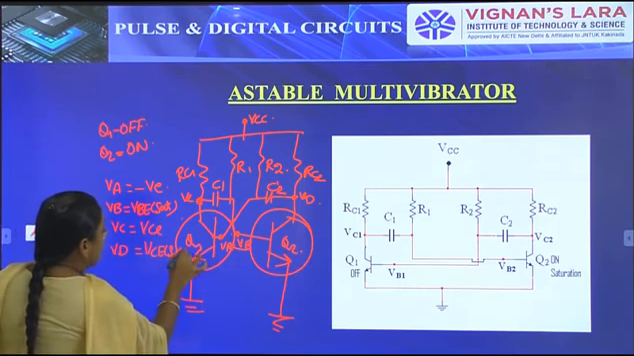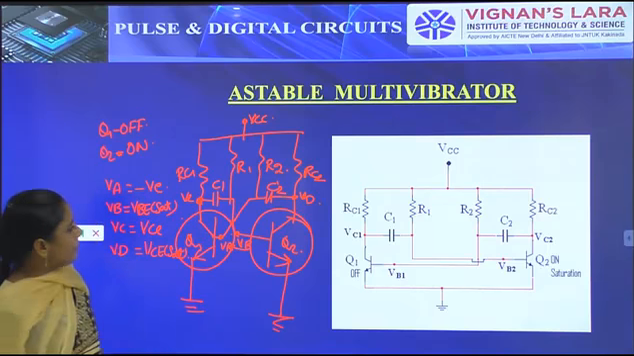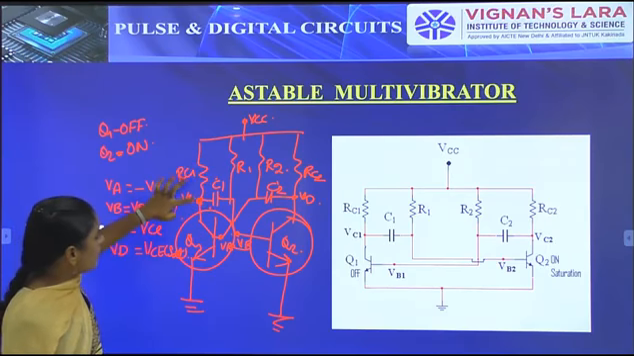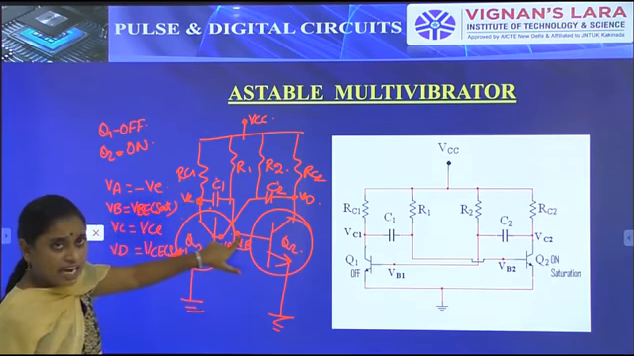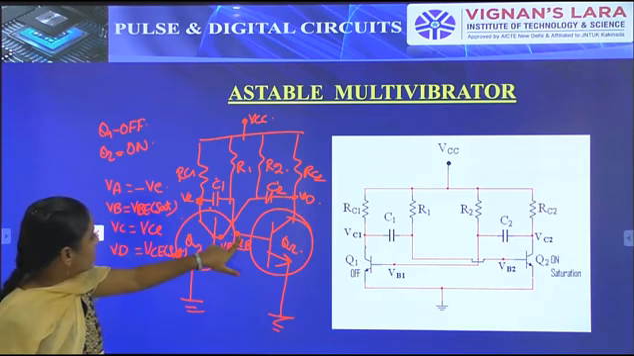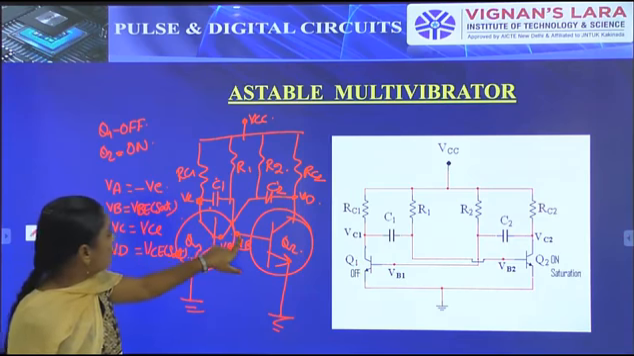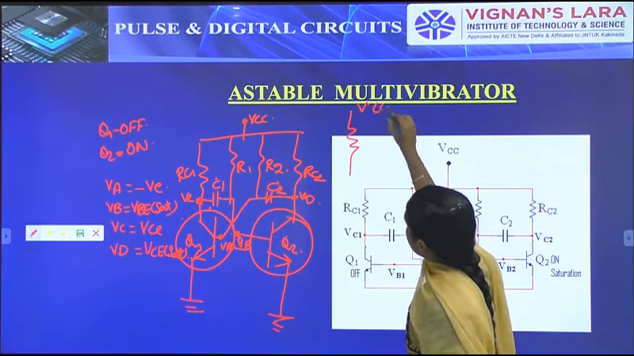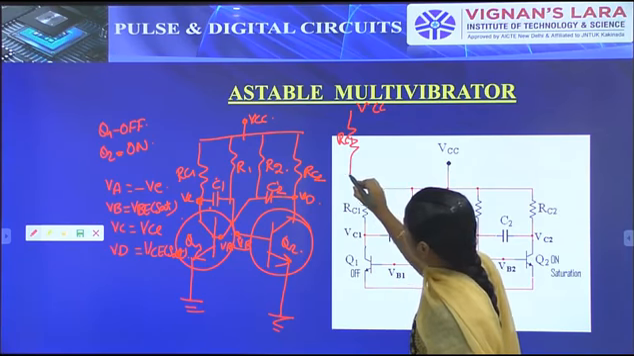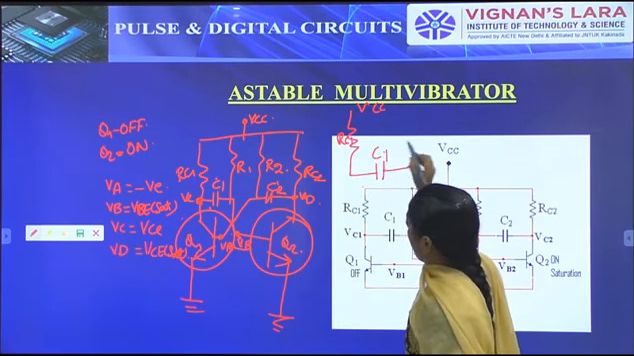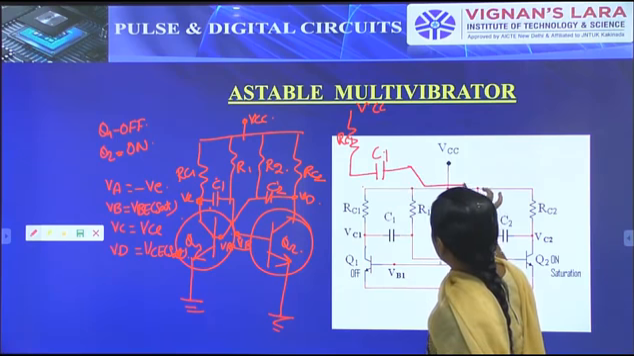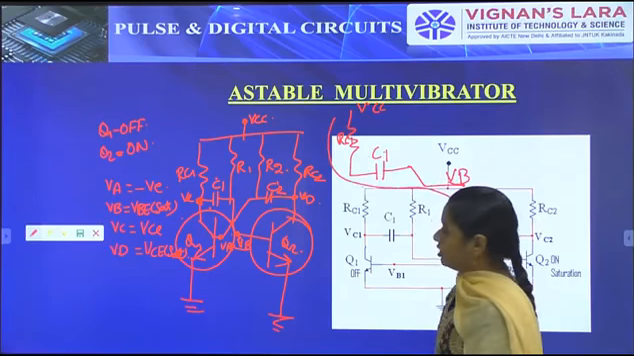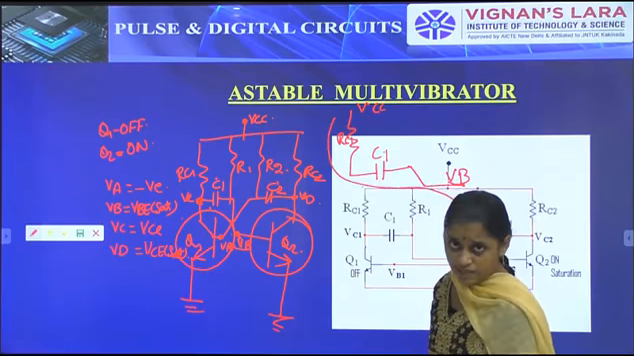So in this time what happens? We have to check. In this time capacitor C1 starts charging. Why? Because it is connected between VCC and VBE sat. So during this time capacitor C1 starts charging. What is the path for the charging? The path will be like this: VCC and RC1, then it goes to capacitor C1, and the other terminal will be connected onward. So this is the charging path of the capacitor. During this time capacitor C1 starts charging.